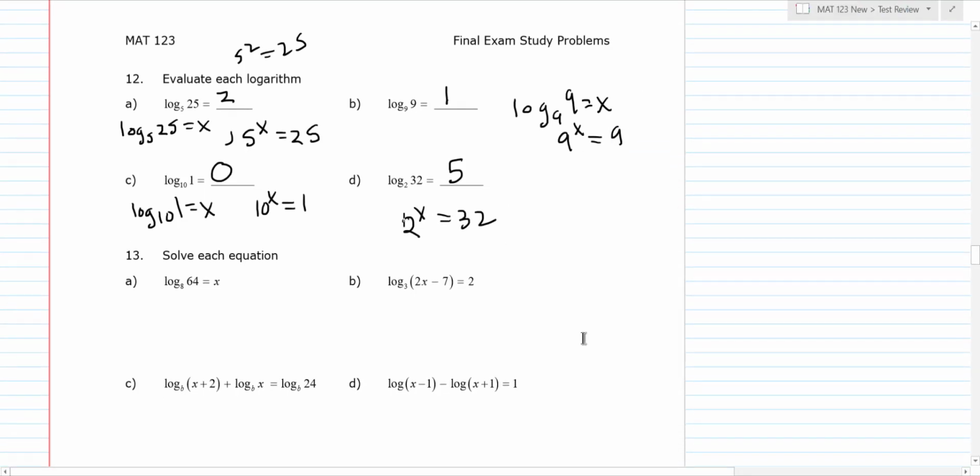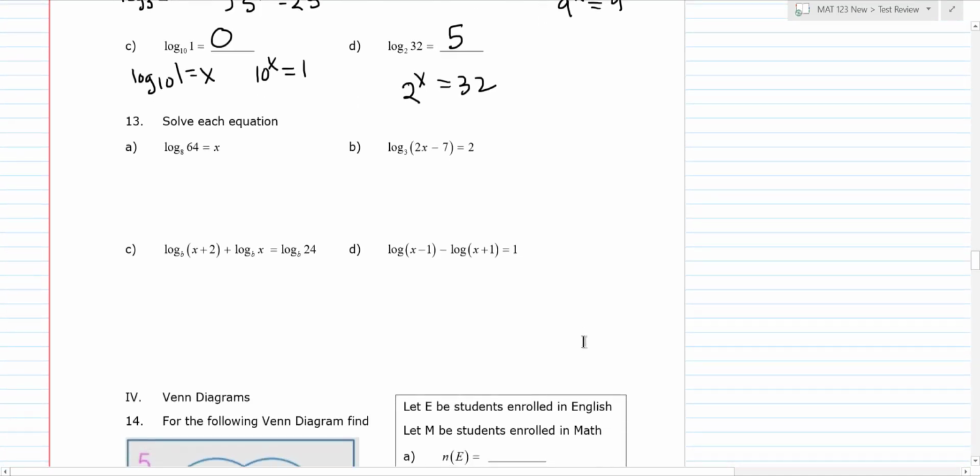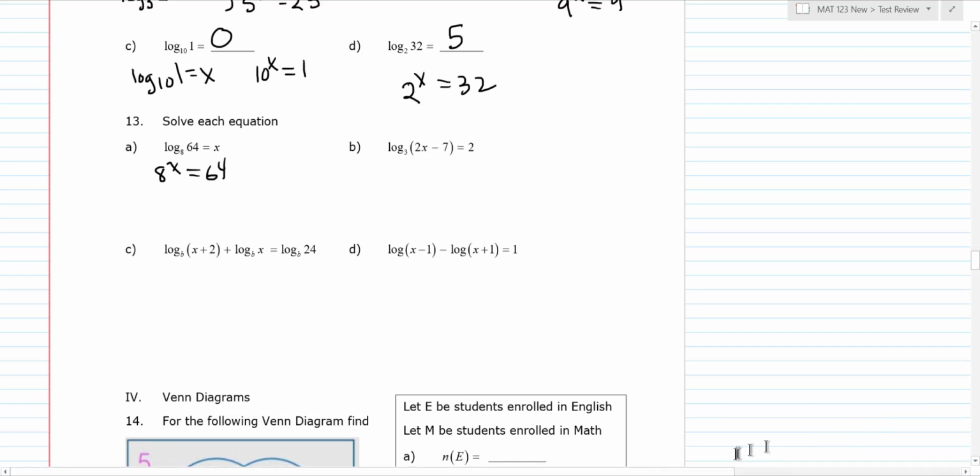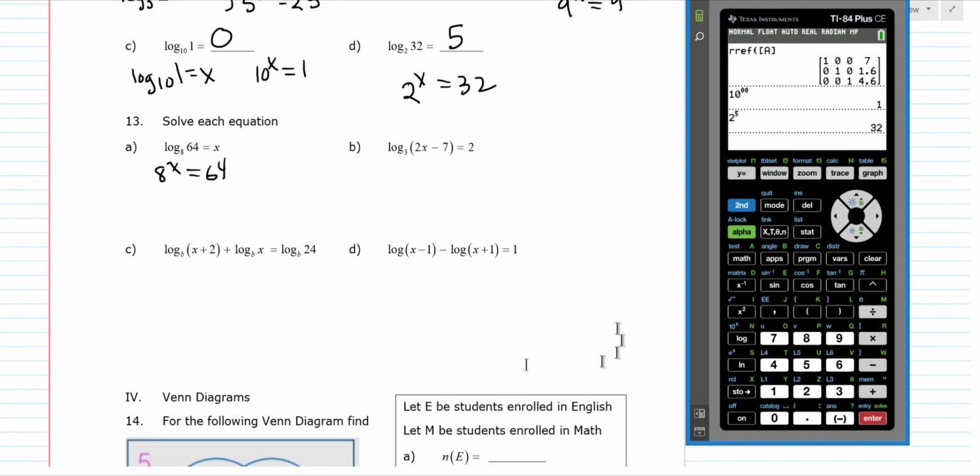Okay, now I'm going to review solving log equations. So the first thing you got to do on this is put this in exponential form. So we say 8 to the x equals 64. You do this on the calculator if you need to, or you can do it in your head. Hopefully most of these you can do in your head. So the answer on this is x equals 2 because 8 to the second is equal to 64.